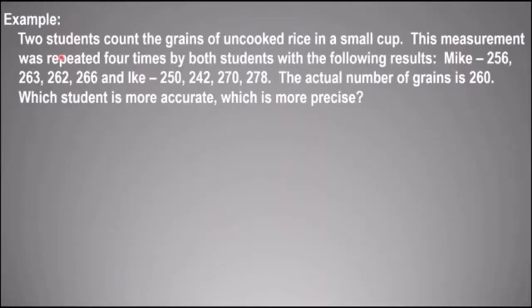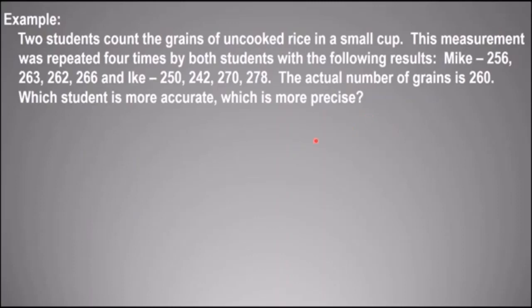We have two students count the grains of uncooked rice in a small cup. This measurement was repeated 4 times by both students with the following results. Mike's results are 256, 263, 262, and 266. And Ike's results are 250, 242, 270, and 278. The actual number of grains is 260. We have to find which student is more accurate and which student is more precise.